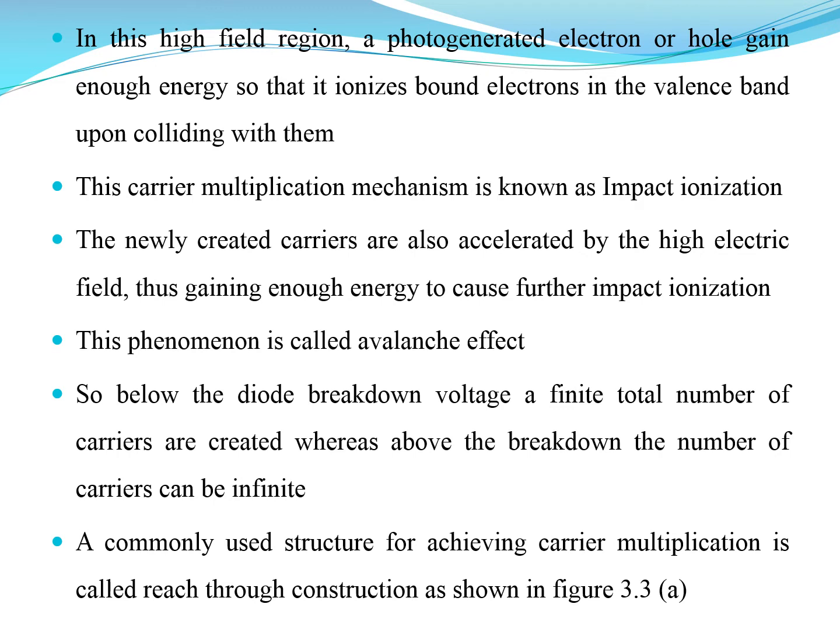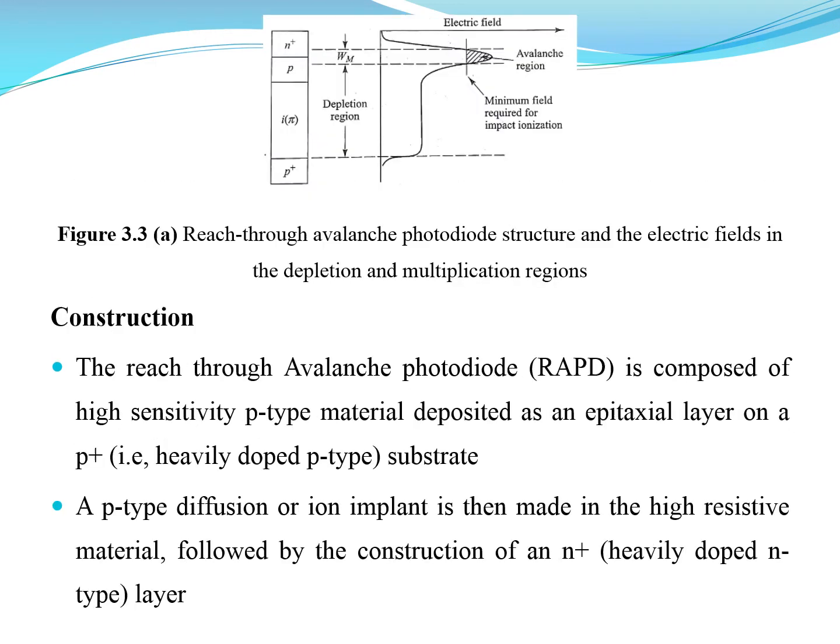A commonly used structure for achieving this carrier multiplication is called the reach-through construction. This construction is named reach-through construction based on the carrier multiplication which can be achieved. So this is the structure of the APD.